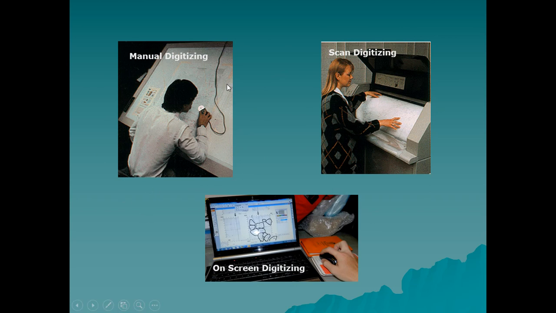So here we have our manual digitizing. Here you see the digital table, the electronic table where the map has been mounted, and you see the guy leaning forward using the digitizing instrument to trace the features. Here we have our scan digitizing. The lady is scanning a large map through a large size scanner. This is not your typical desktop scanner. And here's an example of on-screen digitizing, where you can clearly see the person is tracing polygon features over a map using the mouse.